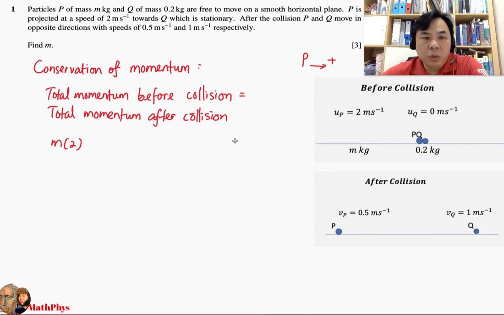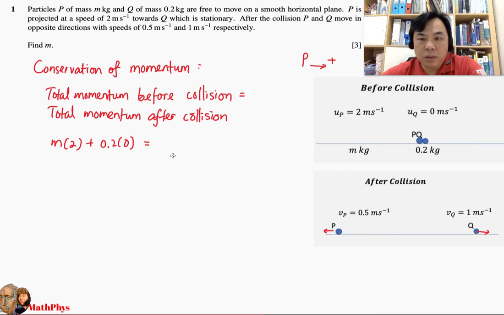By using these rules, the total momentum before collision would be m multiplied by 2, plus 0.2 multiplied by 0 meters per second, because Q was initially stationary. And it must be the same as the total momentum after the collision. After the collision, P is moving in the opposite direction, whereas Q is moving in the same direction as our assumption. Therefore, Q has a positive momentum, whereby P has a negative momentum.